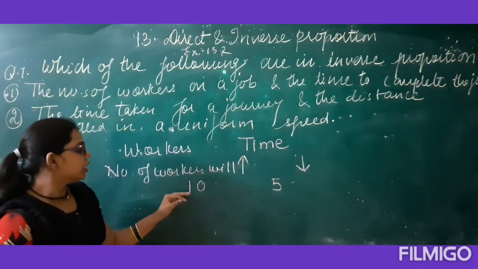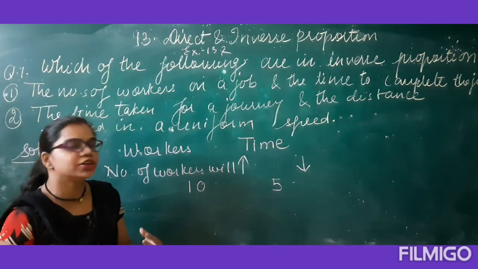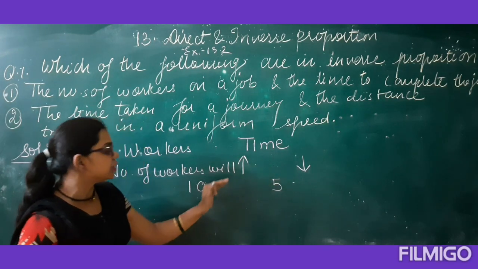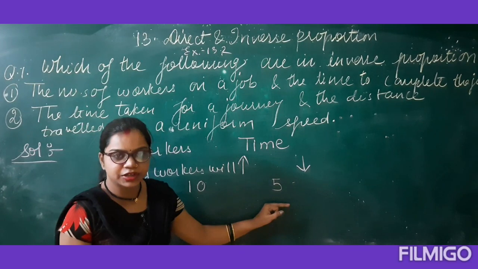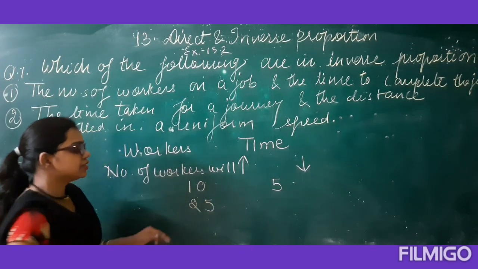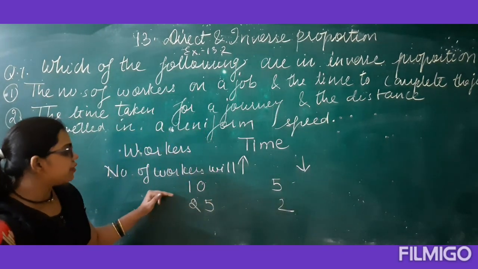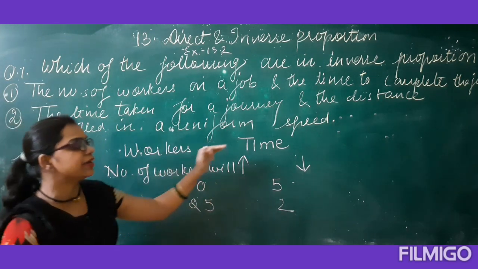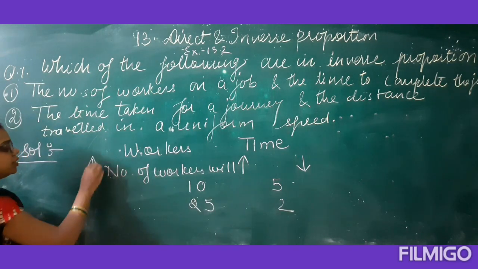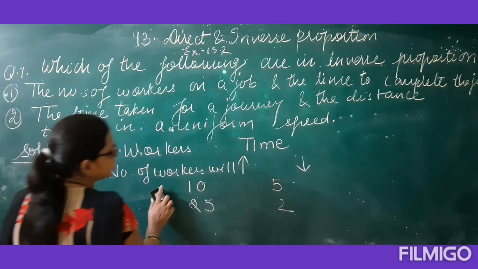Because with n number of workers, they will finish this particular job in less time. If I increase this to 25 workers, maybe it will take 2 hours, because as I increase the number of workers, the time will decrease. So if I increase the number of workers, the time will be decreased. Similarly, vice versa, this will happen.